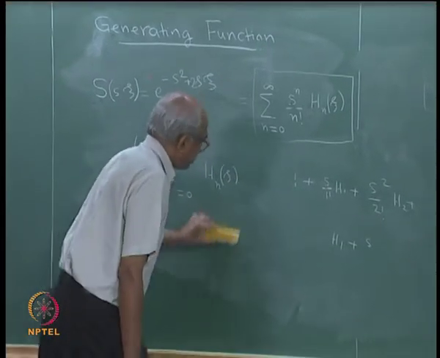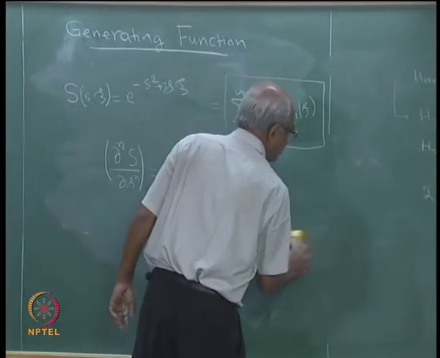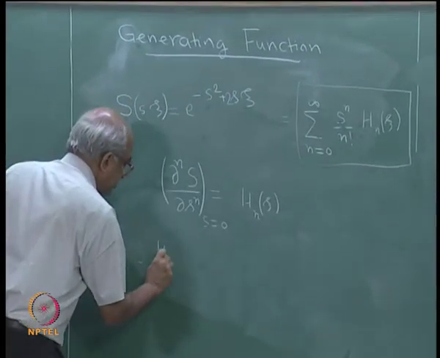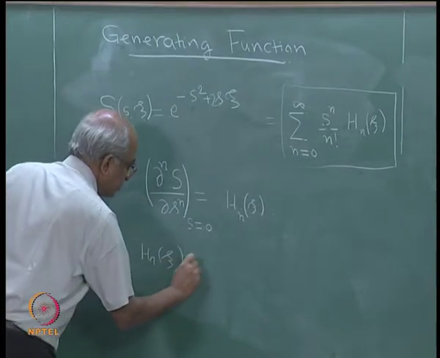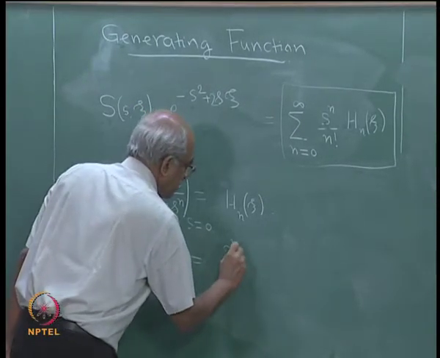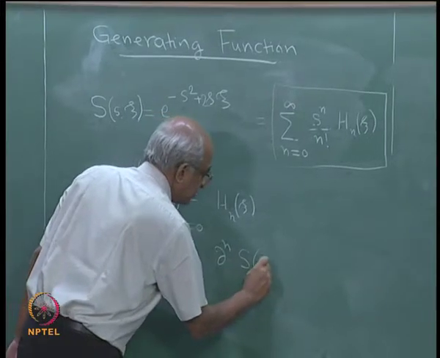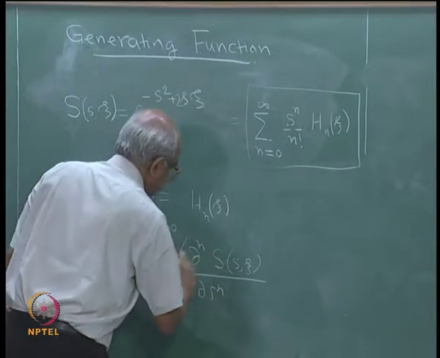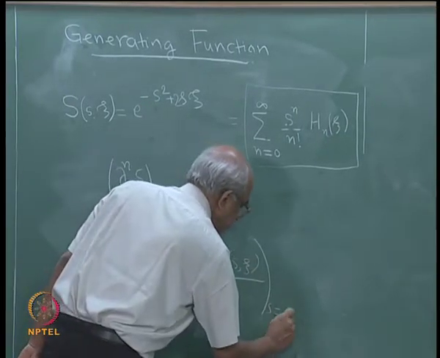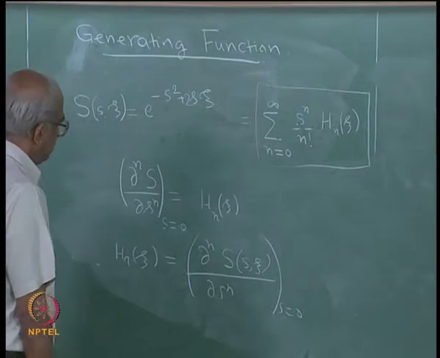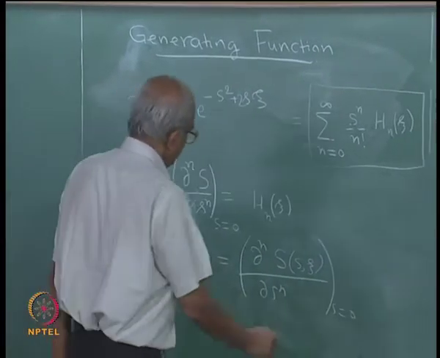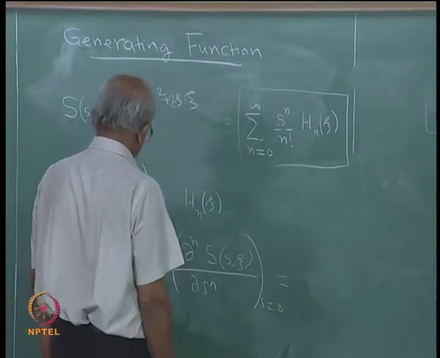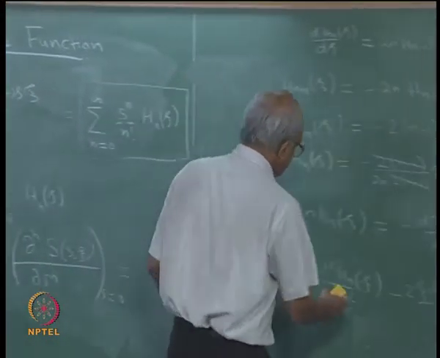But that is not the nicest thing actually. The nicest thing is a formula that I am going to show now. So, I can say that Hn of c is equal to the nth partial derivative with respect to s, that is dou to the power of n by dou s to the power of n, with s equal to 0. And that is equal to, well, I do not need these things anymore.